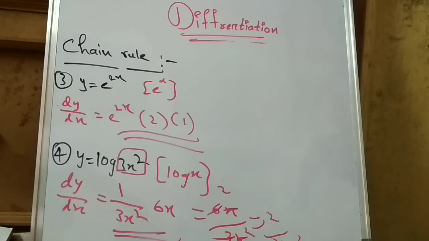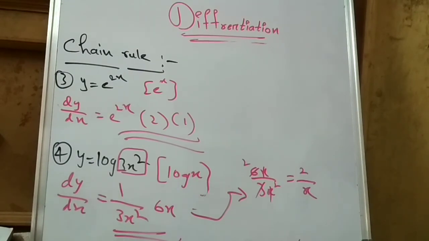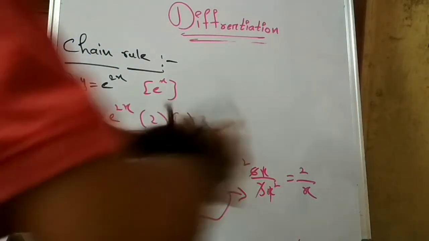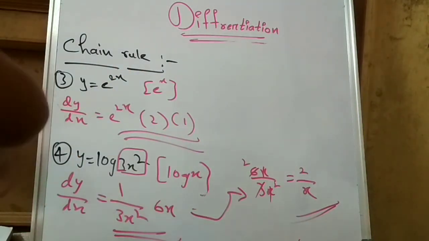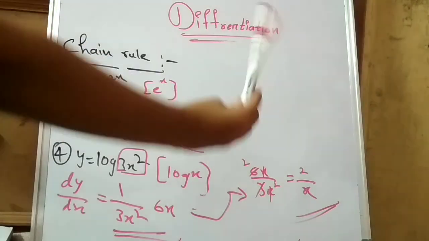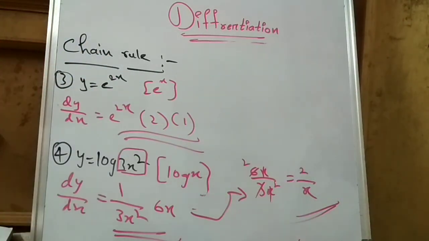Oh, you can't see the down area. Wait. Now you can see. See, there 1 is there. So we'll shift 6x there. 6x by 3x square will be that. So 1x will get cancelled. 3 ones are 3 and 3 twos are 6. So in numerator 2 is left and in denominator 1x is left. So the answer will be 2 by x. The differentiation of y is equal to log 3x square will be 2 by x.